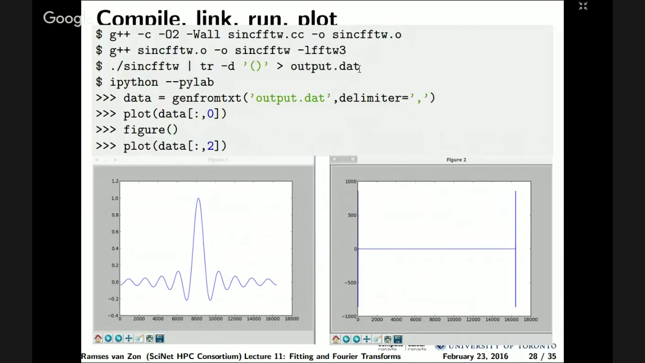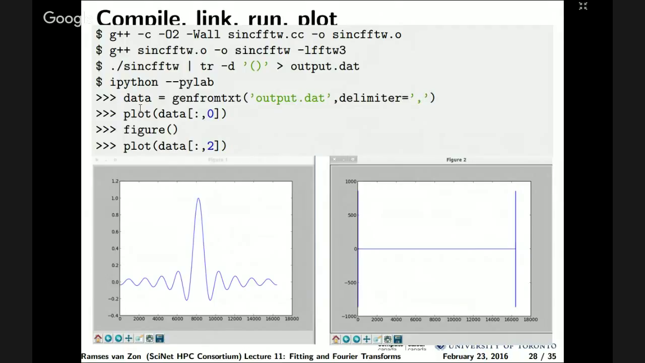So the output from that has a first column of the real values of the signal, then the imaginary part of the signal, which should be zero because I haven't set it, and then the real part of the Fourier transform and the imaginary part of the Fourier transform. So in Python, or particularly in IPython, which comes with a whole bunch of goodies in PyLab, I can read this data with this genfromtxt function.